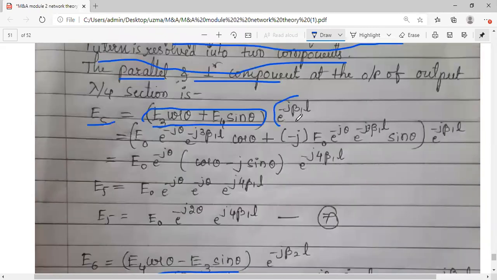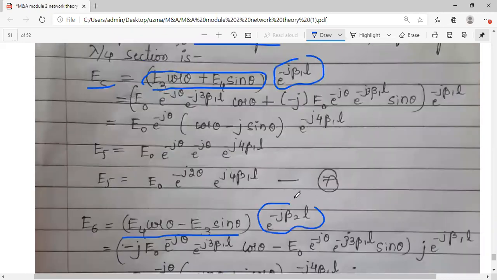And observe what the phase is. For the first component it is beta 1, for the second component it is beta 2, and the length is directly L only, because what is the length of the lambda by 4 plate? It is L. Only for the middle section plate it is 2L. So again I need to check how these two amplitudes came. Okay, so for that I need to refer to the figure again.